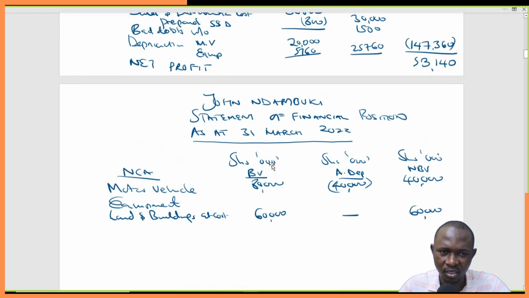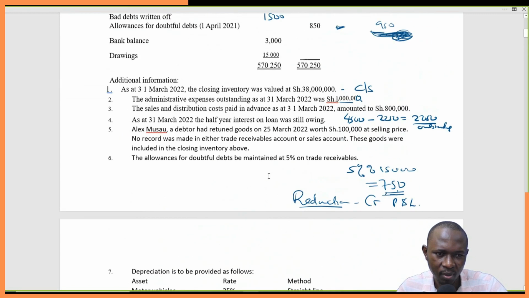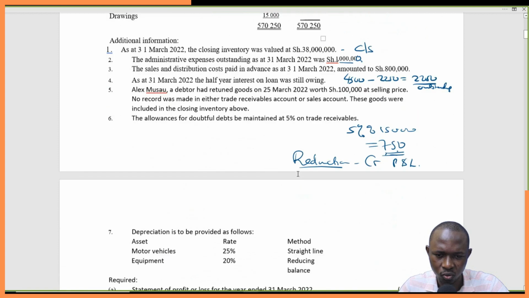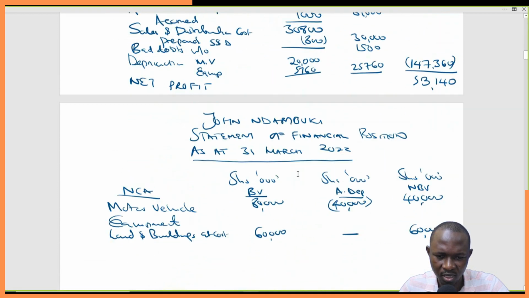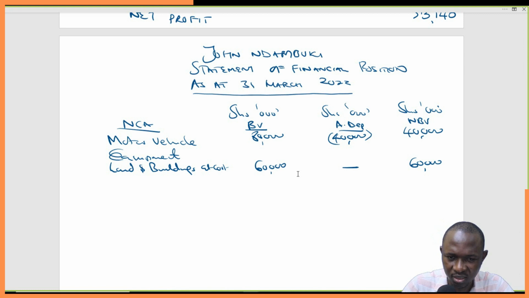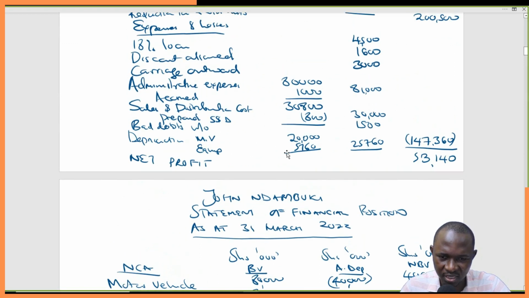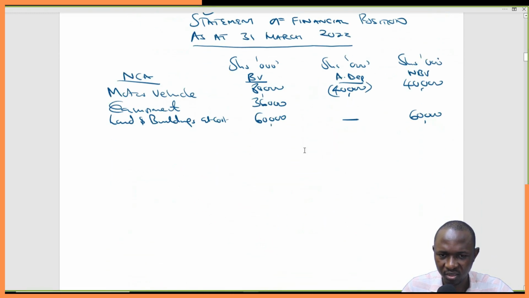Then we go for equipment. The value at cost was 36,000, accumulated depreciation 7,200. So we capture 36,000 here. The depreciation was 7,200 before this year, but this year it depreciated by 5,760. So it will be 7,200 plus 5,760, which gives us 12,960.